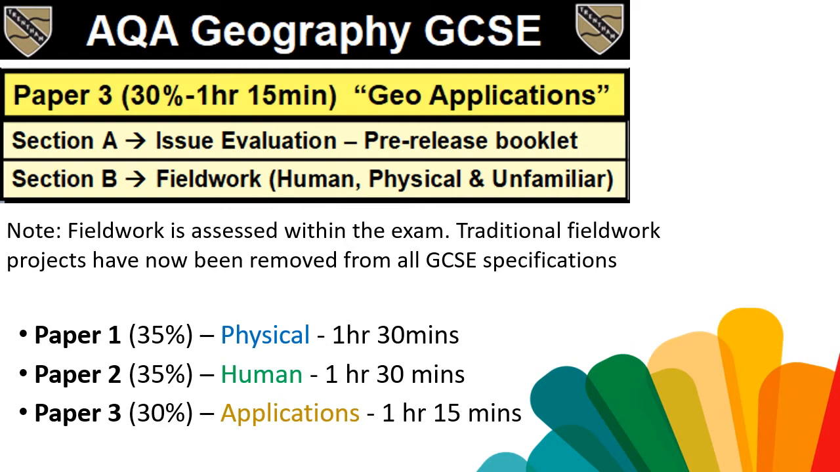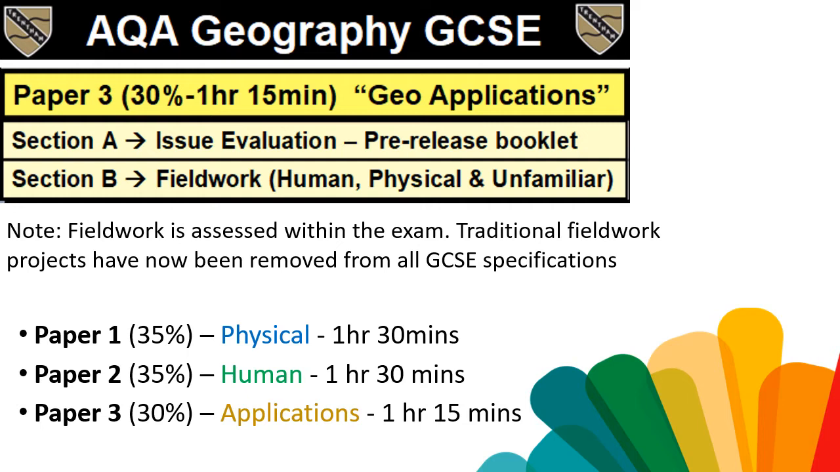Paper 3 is a really interesting paper. So that's geographical applications. There's actually nothing that the students need to know in this paper. It's all testing their skills. What can they do with the information that's in front of them? So the issue evaluation: about 12 weeks before the exam, students will get what's called a pre-release booklet, and that's for us to study in class, and they'll get asked questions about that booklet. And the skills that are being tested are, can they look at the information, look at bias, pull out the correct pieces of detail. Section B is all about fieldwork.